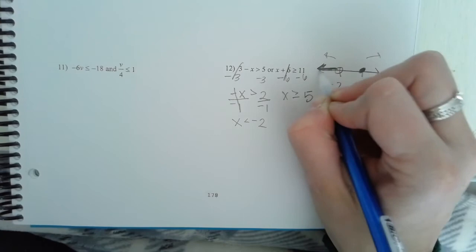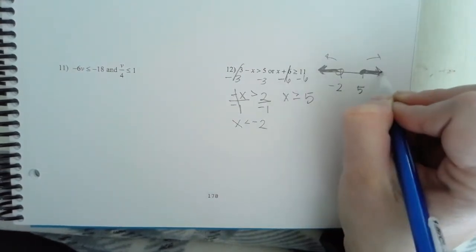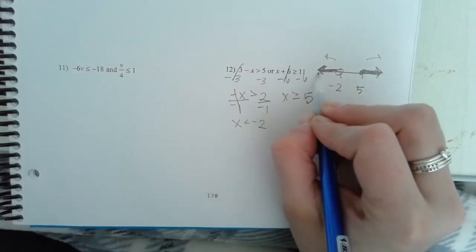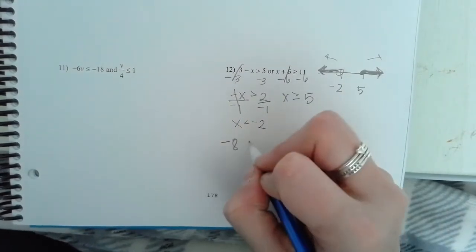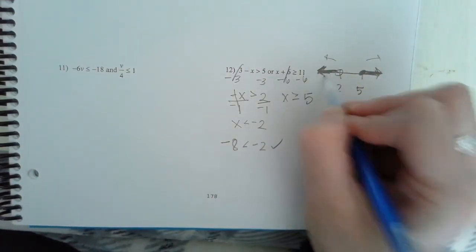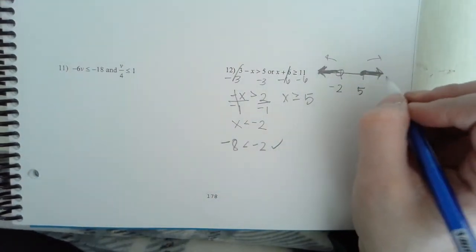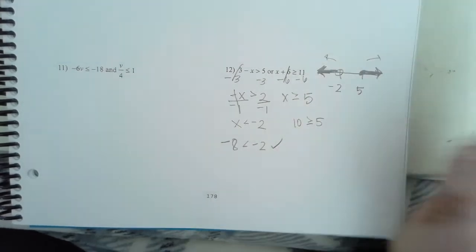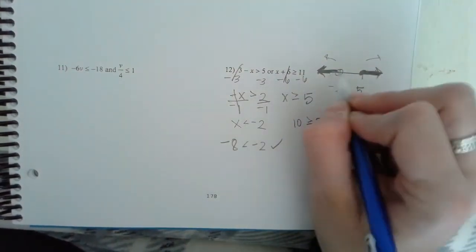And we can check to make sure that that's true. So let's check to see if it's true. So I'm going to pick another number that's smaller than negative 2. So negative 8 is less than negative 2. Yeah, totally works. So yes, that's the solution. And then here, let's pick a number bigger than 5. So like 10. Is 10 greater than or equal to 5? Heck yeah, it is. So that is definitely a solution as well.